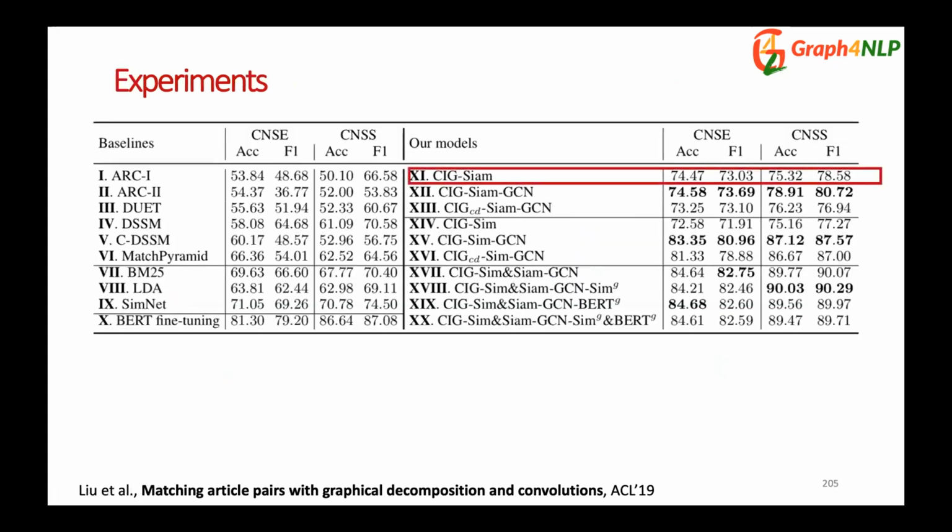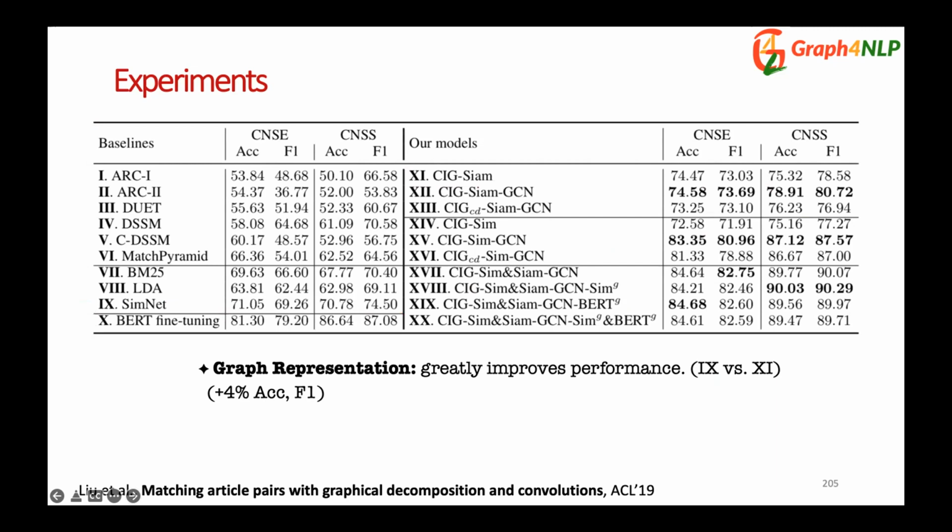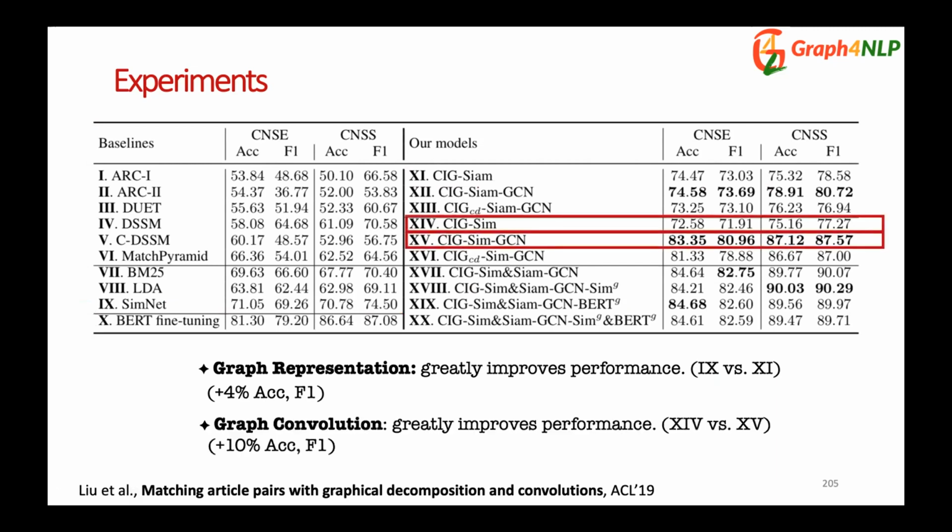In our experiments, our method outperforms different baselines, and we have some interesting observations. If we compare these two baselines, it shows that if you decompose the content of documents into several parts, even without considering the correlation, your performance will improve by about 4% in terms of accuracy and F1 score. If you further propagate and aggregate the local matching vectors via graph convolutional network, it will further improve the performance by 10%. The experiment was done on two long news article matching datasets, the Chinese news same event dataset and the Chinese news same story dataset.